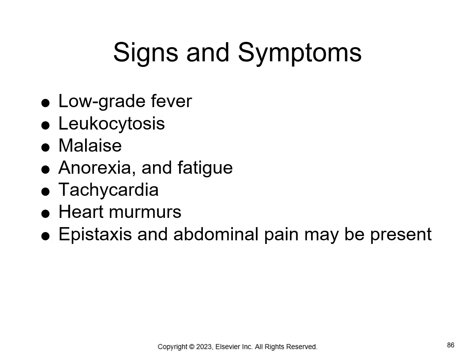Okay, so signs and symptoms. General indications of systemic inflammation are usually present in acute rheumatic fever. I would know these. So acute rheumatic fever: low-grade fever, leukocytosis, malaise, anorexia, fatigue, tachycardia even at rest, and heart murmurs that indicate the site of inflammation, epistaxis, abdominal pain.